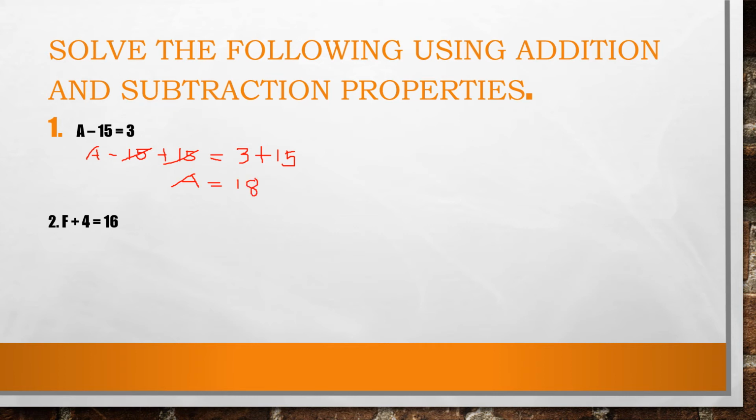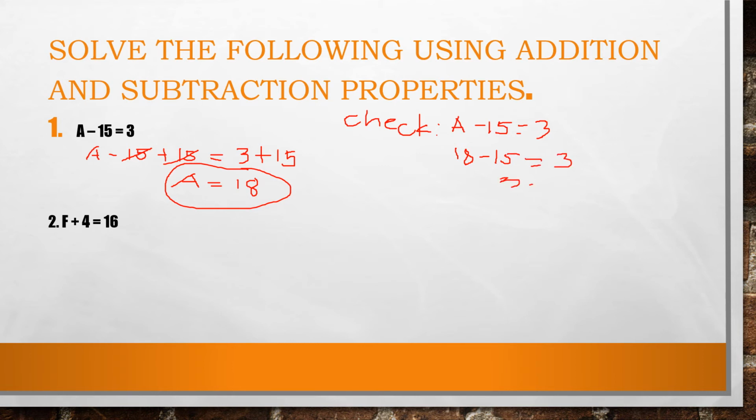Now, how are we going to know that our answer is correct? So let us check. A minus 15 is equals to 3. So your A is 18. No? A minus 15 is equals to 3. Therefore, 3 is equals to 3. So the answer is correct. So they are equal. Next.